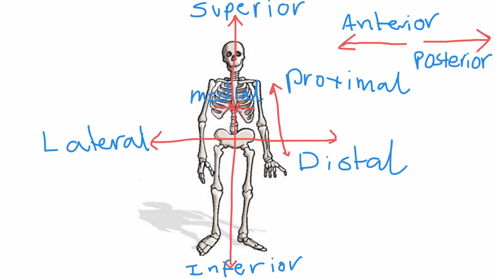The proximal position is towards the body's mass. For example, the shoulder is proximal to the elbow. The distal position is away from the body's mass. For example, the elbow is distal to the shoulder.